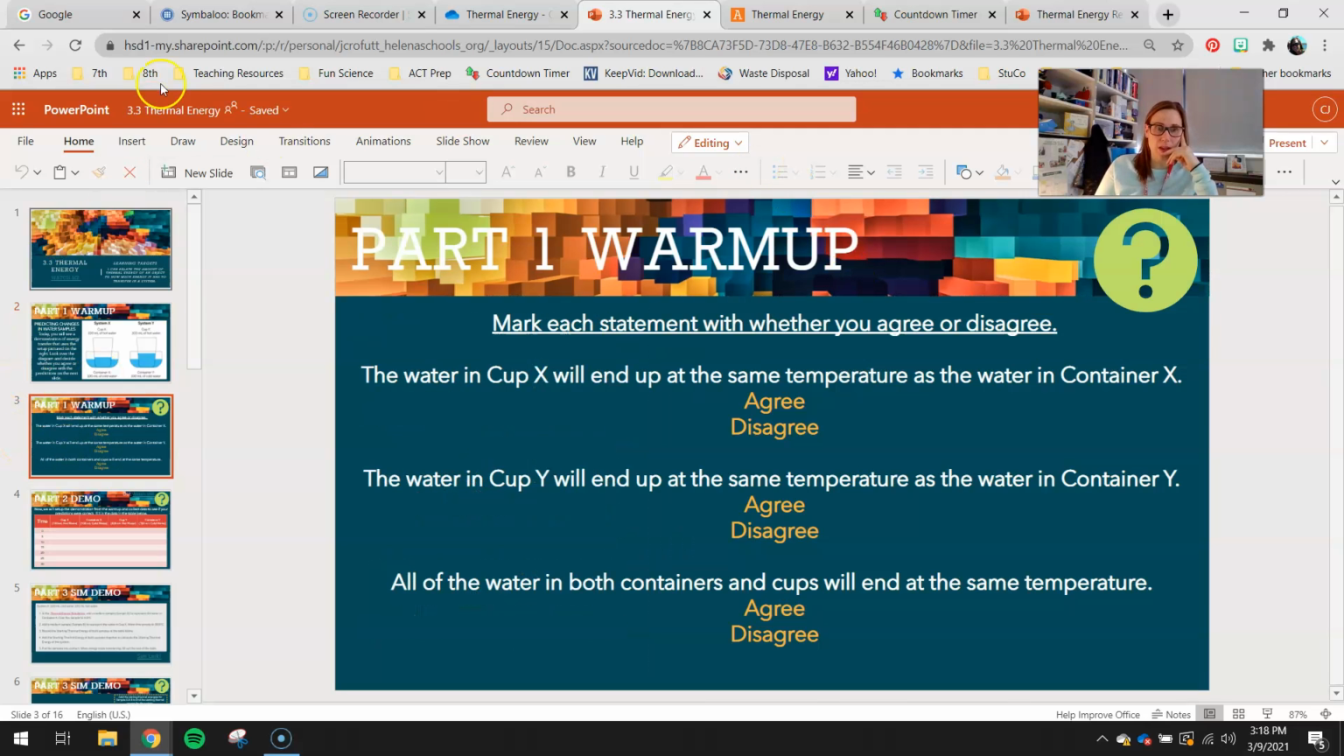So for your warm-up, the part you actually had to answer, you had these 3 statements, and you should have circled either agree or disagree for each of them. If you did not do that, you will need to find time on your own, either in class today without disrupting the class, or at home. But that needs to be done right away when you come in. So first things first, you need to get that warm-up done. All right, let's move on to the demo.